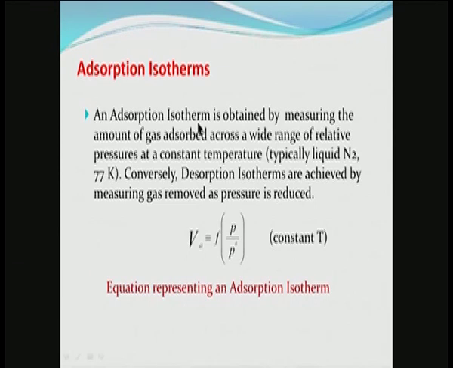An adsorption isotherm is obtained by measuring the amount of gas adsorbed over a wide range of pressures under which adsorption is made to take place, and at a constant temperature, which is typically the temperature of liquid nitrogen, or 77 K. Desorption isotherms are achieved by measuring the gas removed as the pressure is reduced. That is, in the case of adsorption, one goes on increasing the pressure.